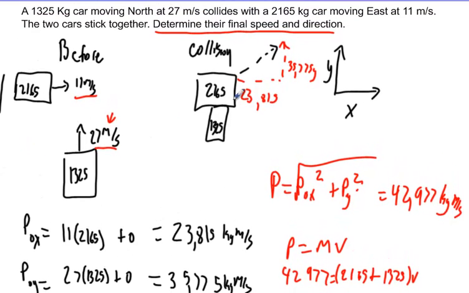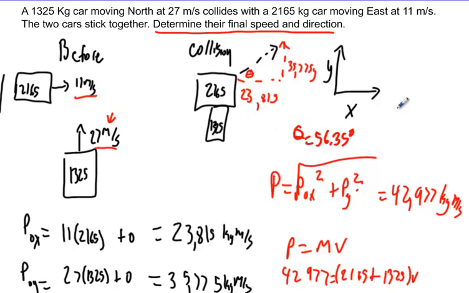Now the last thing to find is the direction, which is this angle right here. You could find a variety of them, but I'm going to use that one. So I'm going to use the arctangent of the two momenta I found. Arctangent of 35,775 divided by 23,815, and make sure your calculator is in degrees for that, and I get an angle of 56.35 degrees.